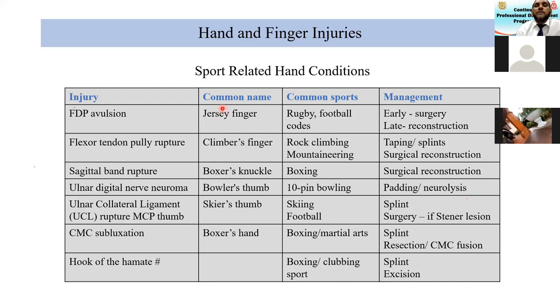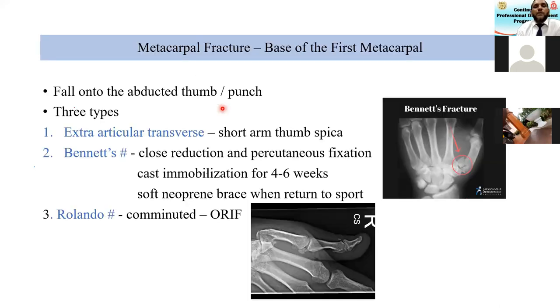Now, looking at metacarpal fractures, the base of the first metacarpal usually fractures from a fall onto the abducted thumb or in a punch in sports like boxing, where you can see the fracture of the base. This is called a Bennett fracture, a partial intraarticular fracture. Whereas you get a severe form of the fracture, the complete intraarticular fracture, called a Rolando fracture.